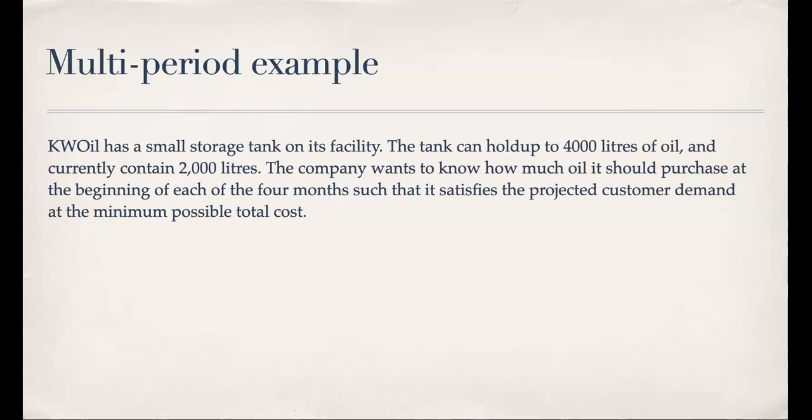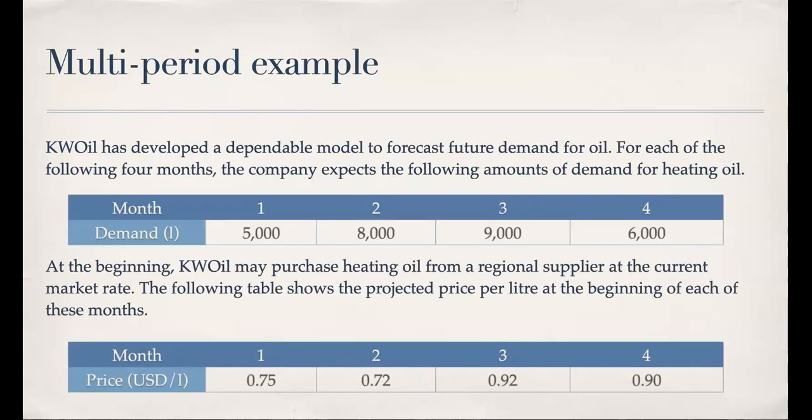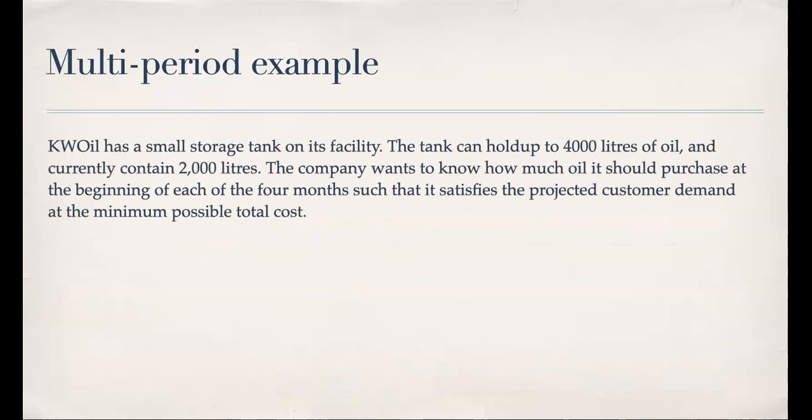Think about it. What information do we have? We know the demand in the future. What is the demand? Demand is the amount of oil that our customer wants to buy. Okay, and we know the price at the beginning of each month. So what else? We know the state, I mean the amount of oil in the storage tank.